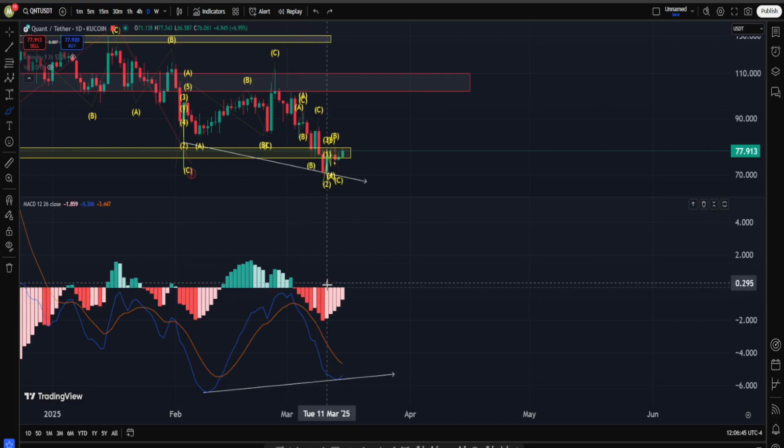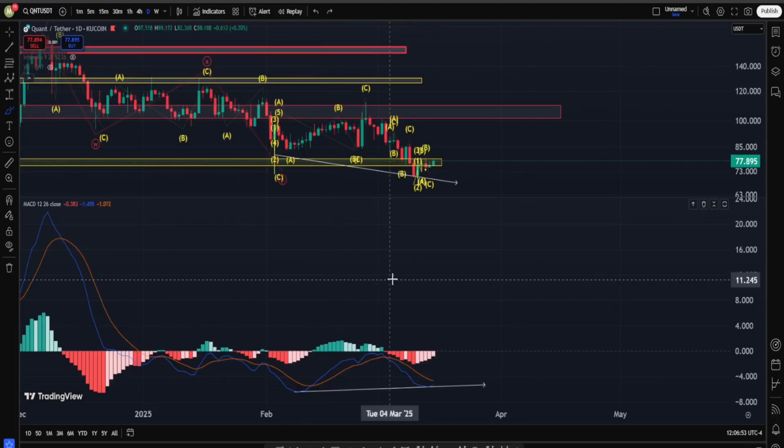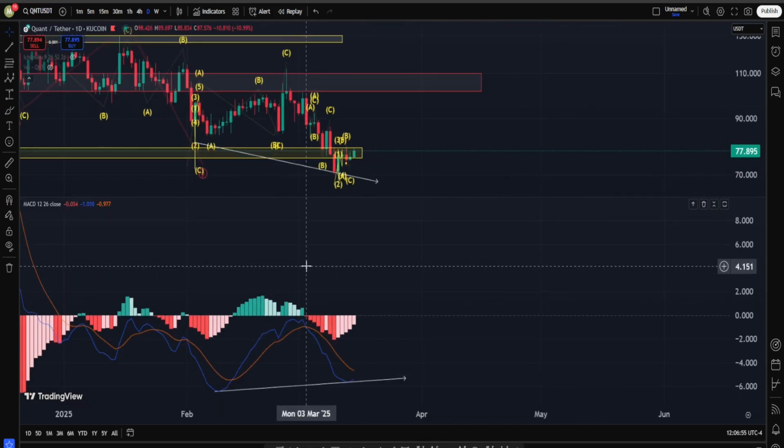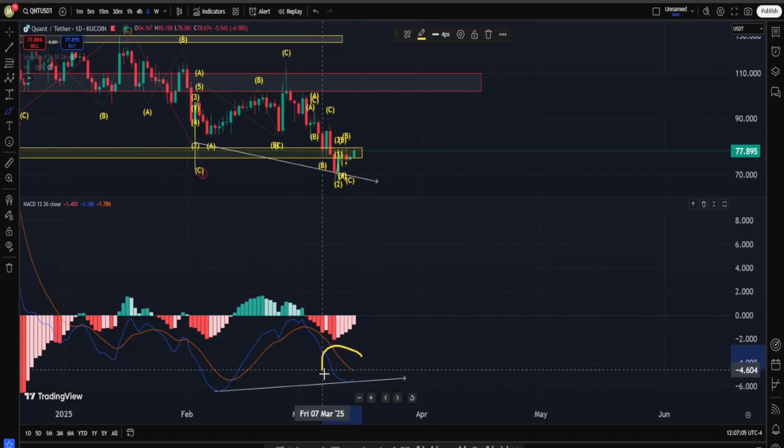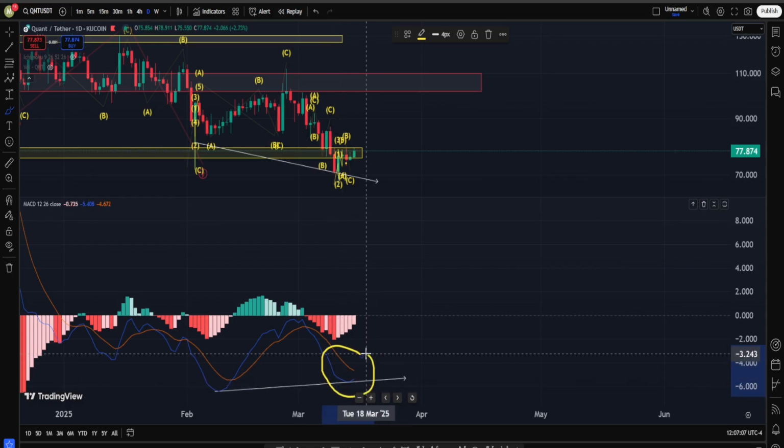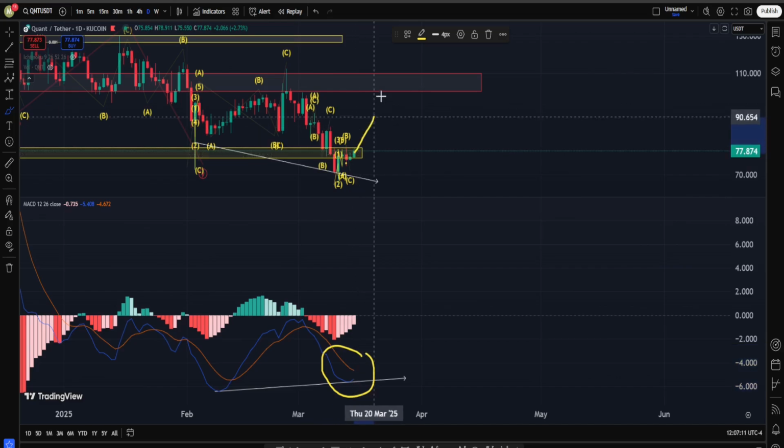And what do we have in Quant? Pretty much the same thing that I said. So we can actually say in QNT, either we have hit our final bottom or we are very close to reach our final bottom. And I just want to wait a bit more and see a buy signal in MACD in order to kind of confirm that this divergence is going to do the job and send us up.